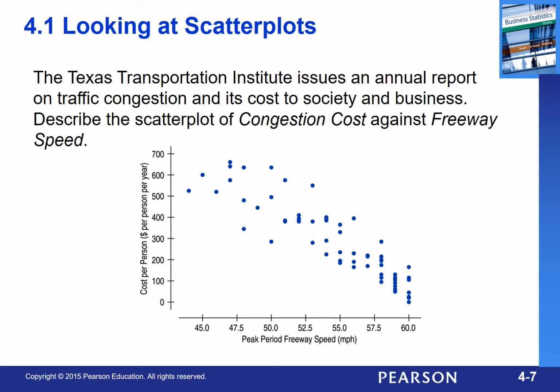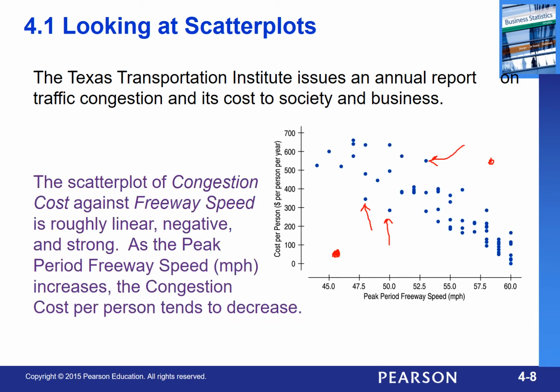What's interesting about this is they list the cost per person per year and then the peak period freeway speed. So you should be thinking about those four aspects as you look at this graph and trying to describe them at this point. So be thinking strength, direction, shape, outliers. Do you see any? Let's see if we can answer that question.